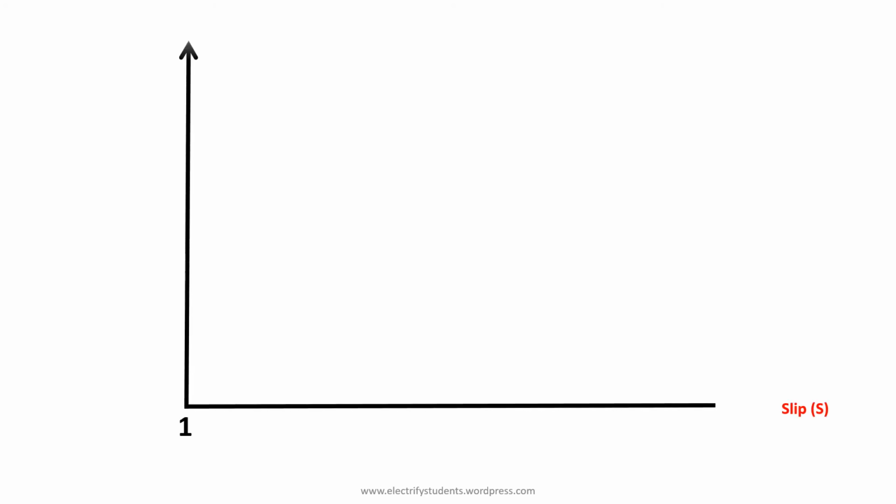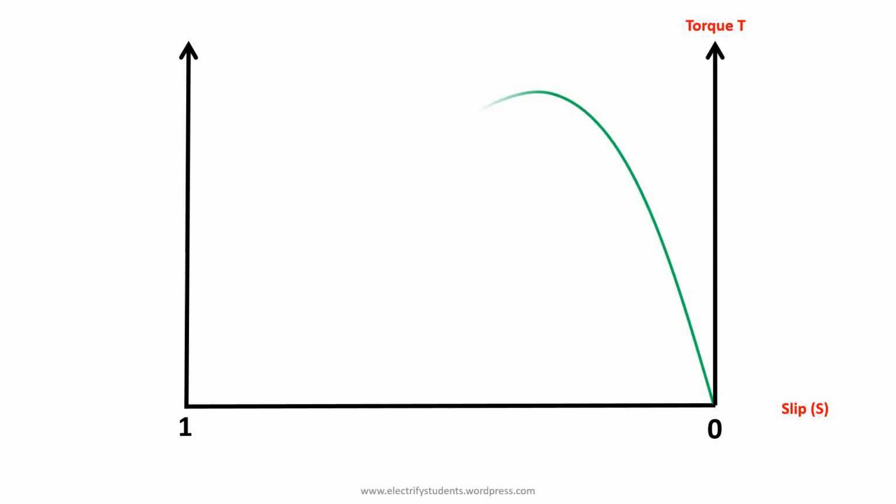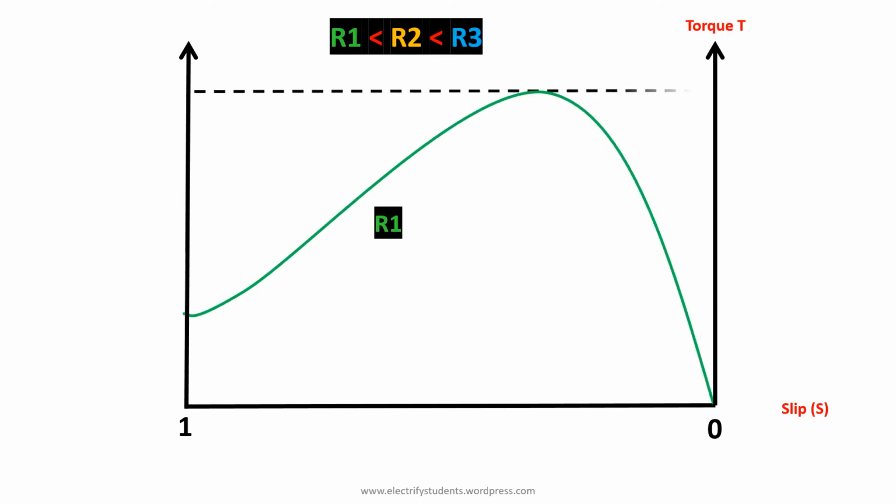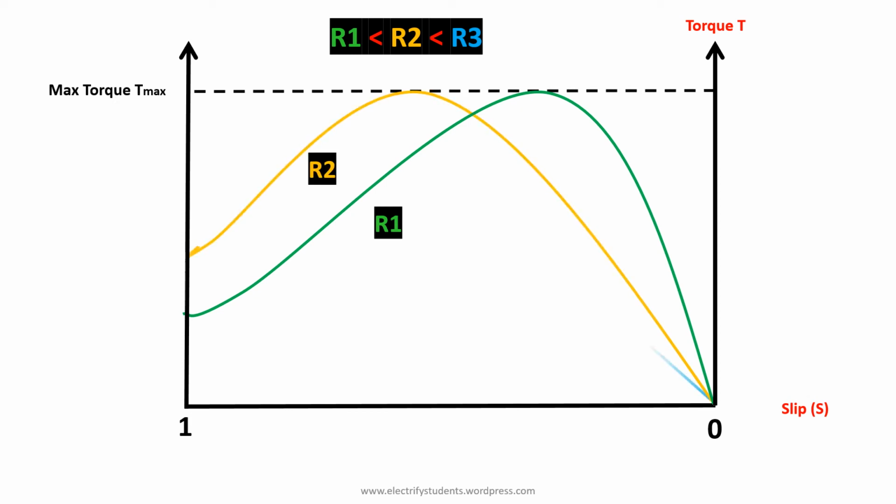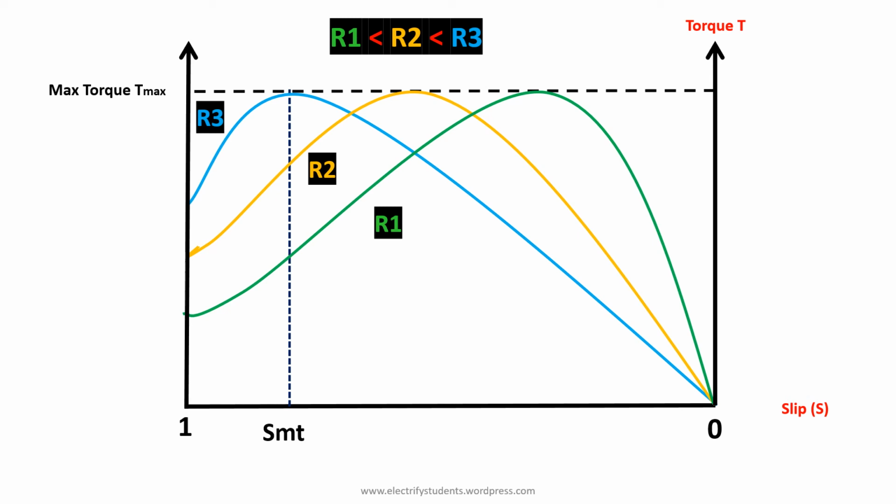Here you can see the torque slip characteristics for three different values of rotor resistance. For resistance R1, you can see the green graph and corresponding stable operating region. Although the Tmax does not change with the increase in rotor resistance, the point at which Tmax occurs changes. If we increase the rotor resistance, you can see for value of R2, yellow curve there, the point at which Tmax occurs changes.